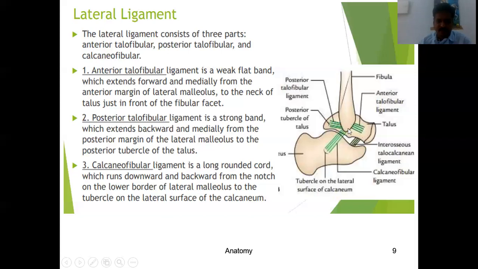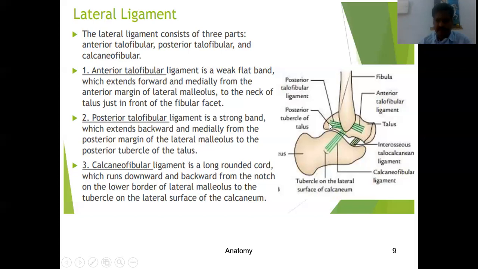Apart from these two, we have one more band, that is the calcaneofibular ligament. This ligament is a long rounded cord which runs downwards and backwards from the notch on the lower border of the lateral malleolus to the tubercle on the lateral surface of the calcaneum.